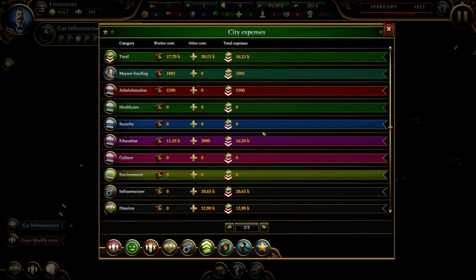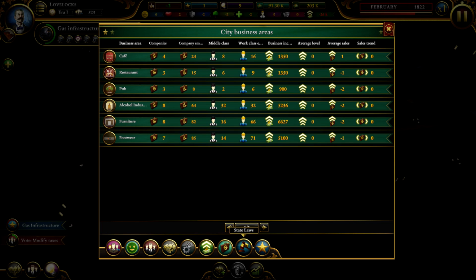What is this? City expenses. This is what we're spending our money on. Business areas. Cafe, restaurant, pub, alcohol industry, furniture, and footwear. I swear someone that worked on this game must have worked in the footwear industry, at a shoe store or something like that. 'Cause I don't think I've ever seen shoe store be something you can research in a city building game. It's pretty funny.